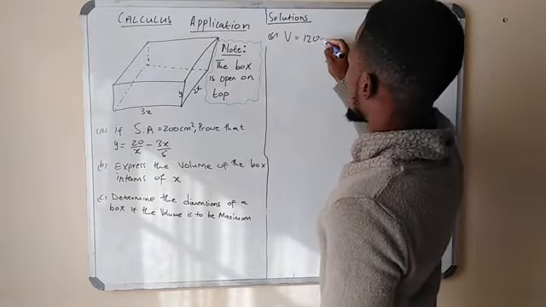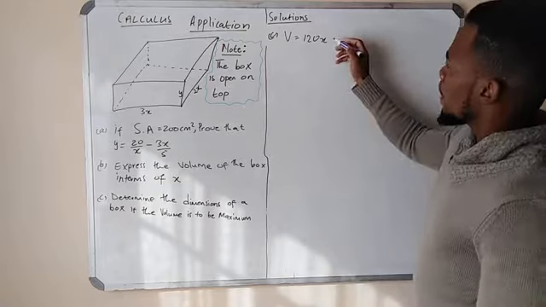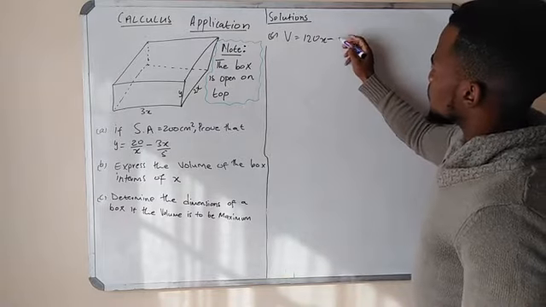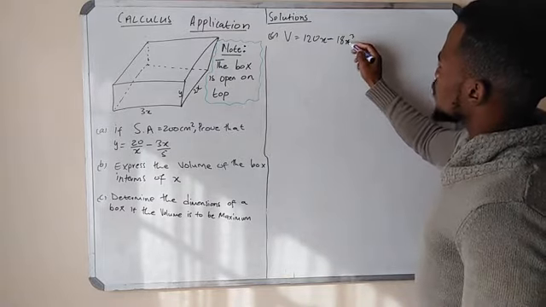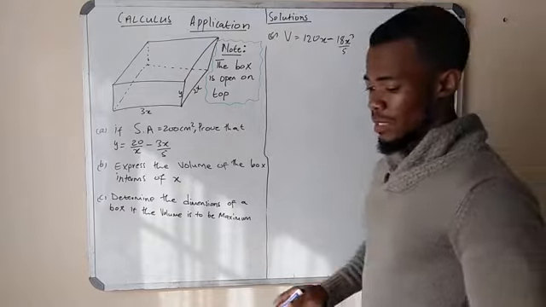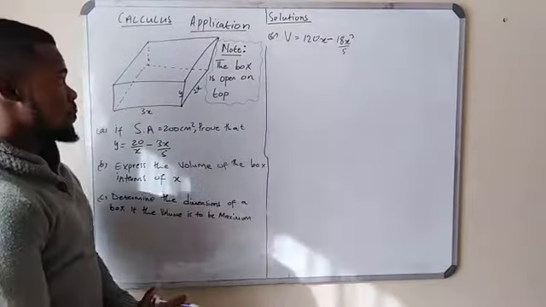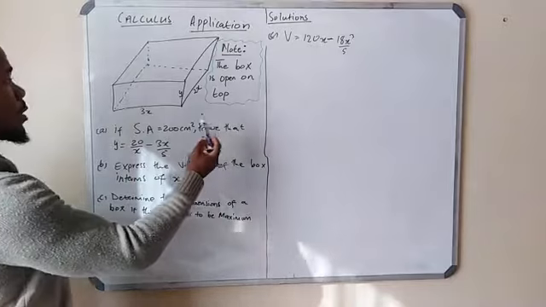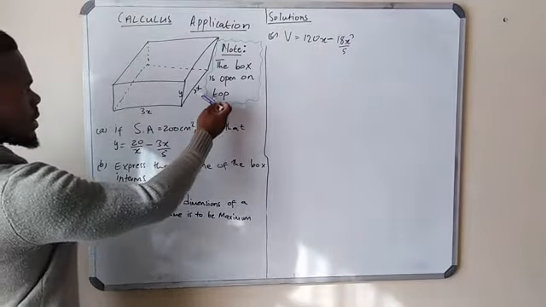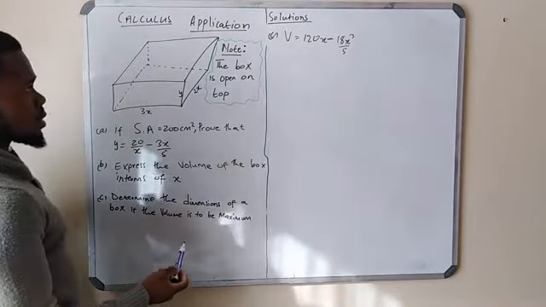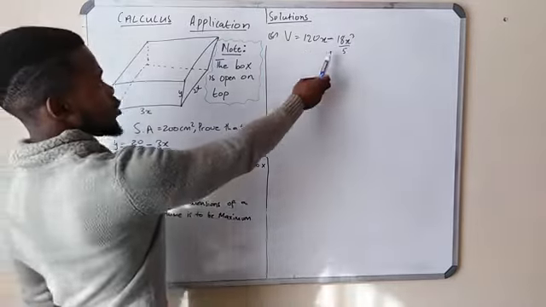equals 120x minus 18x cubed all over 5. That was our volume in terms of x. Now they are saying to us we are required to find what? To find the dimensions of the box if the volume is said to be maximum.